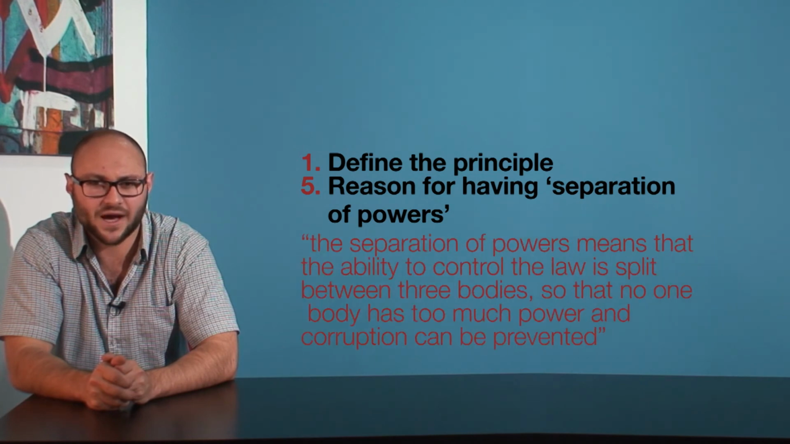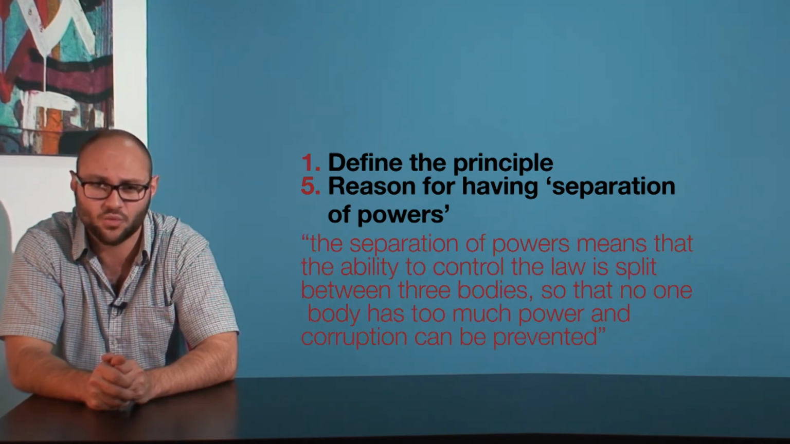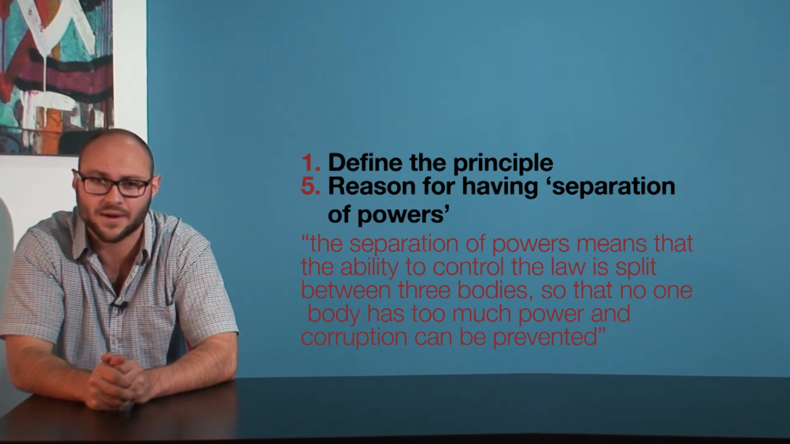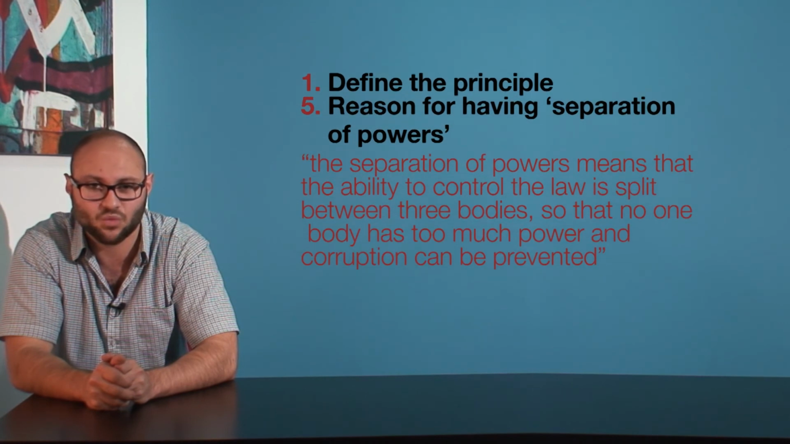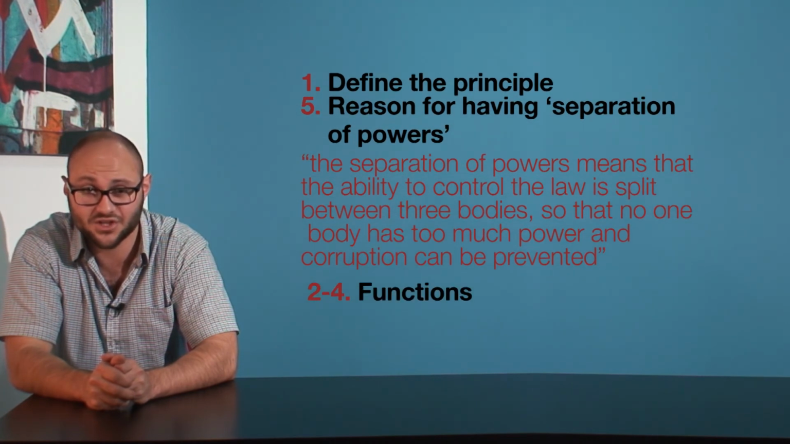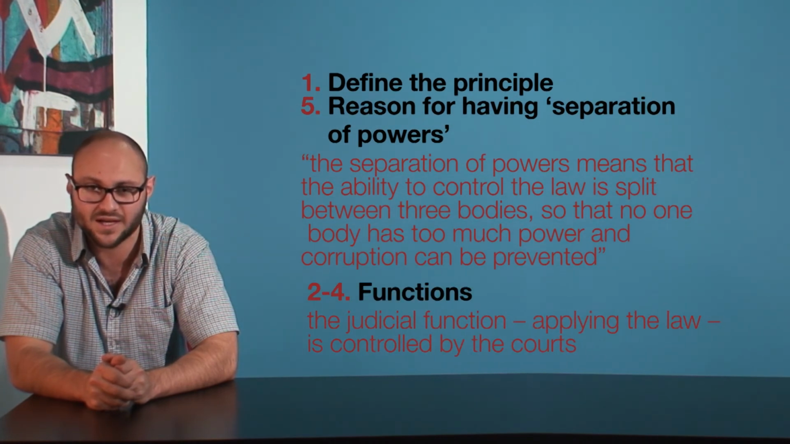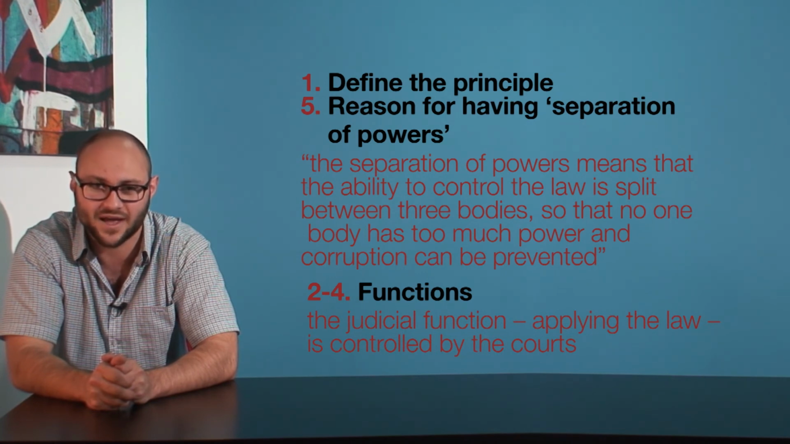The separation of powers means that the ability to control the law is split between 3 bodies so that no one body has too much power and corruption can be prevented. Then, for each of your functions, take them down to 1 sentence. For example, the judicial function, applying the law, is controlled by the courts, and leave it at that.